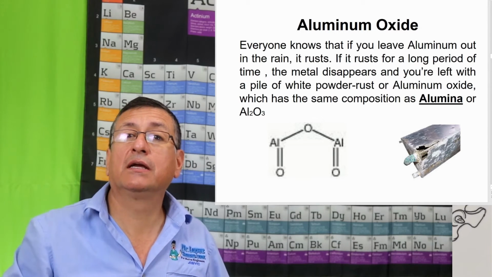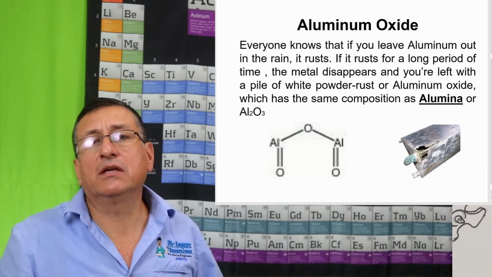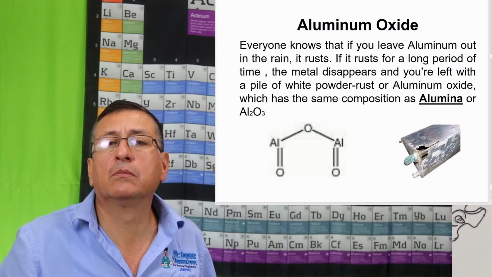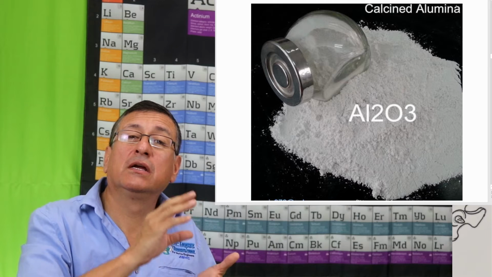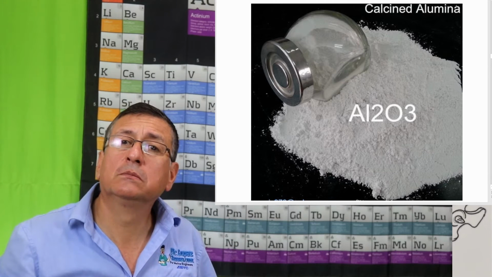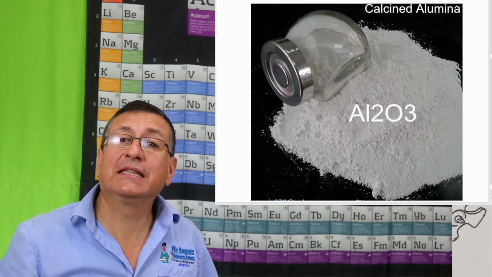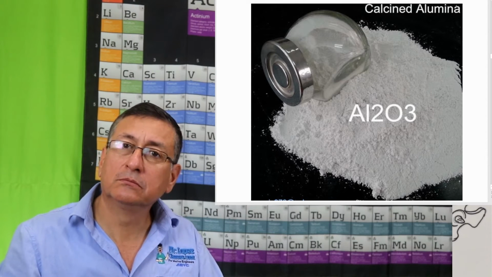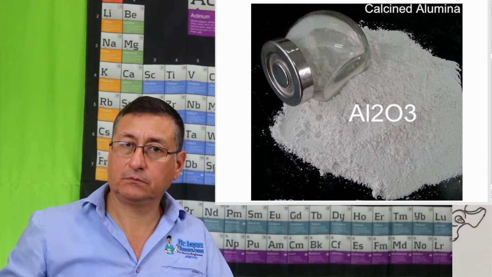What happens if you leave the piece of aluminum not 2 days, not 3 days, but 1 year outside your home? Probably you find a lot of white powder covering the metal. That white powder is a perfect isolator.